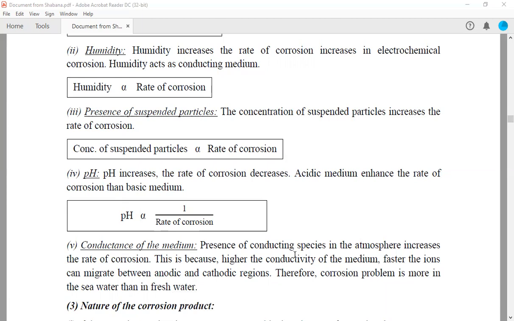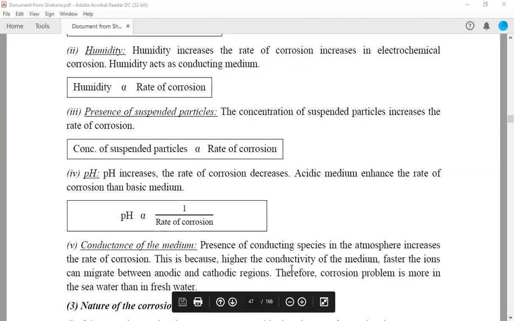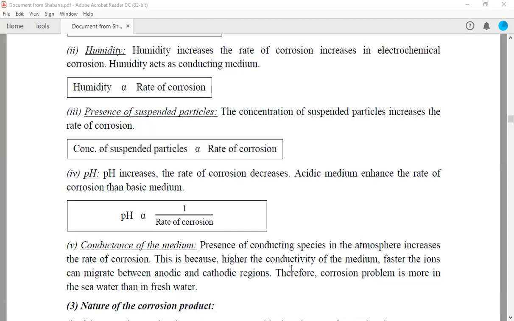This is because the higher the conductivity of the medium, the faster the ions can migrate between anodic and cathodic regions. Therefore, the corrosion problem is more in seawater than in fresh water. The conductance of dry sandy soil is lower than the conductance of clayey and mineralized soils. Hence, the rate of corrosion is more in clayey and mineralized soil, causing severe damage to metallic structures which are buried.